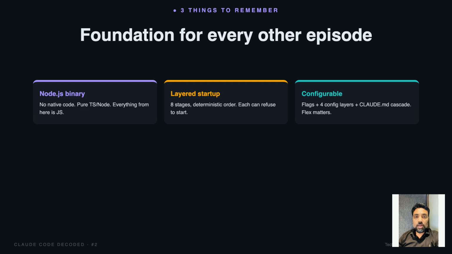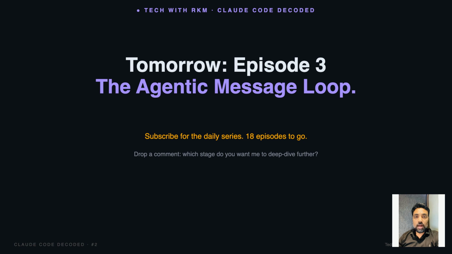Quick recap. Claude Code starts with Argv parsing, then config discovery from managed to user to project to local, then CLAUDE.md cascade, then MCP server boot, then tool registry, then permission mode, then session creation, then the loop starts. Every piece of this is intentional and configurable. Understanding the order means you can predict and debug startup behavior.